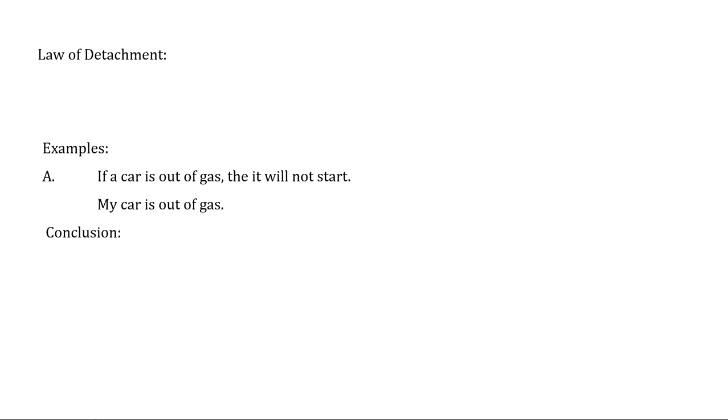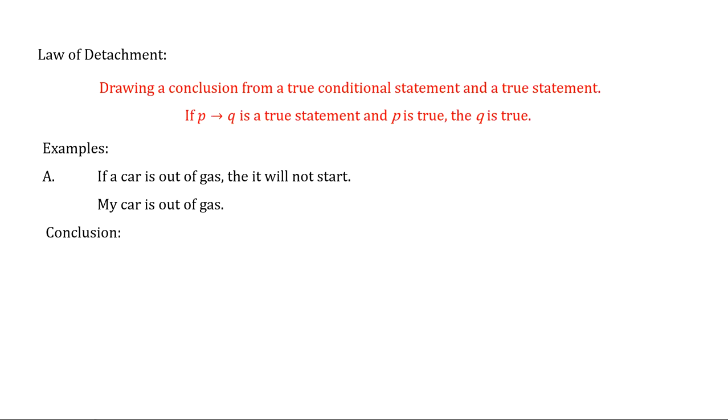What we're going to talk about is the law of detachment. The law of detachment is drawing a conclusion from a true conditional statement and a true statement. So just think back to our conditional statements that we've used in the past. What we're also going to be told is a true statement. So what it's going to be in the PQ format is if P then Q is a true statement, and P is definitely true, then that makes Q true.